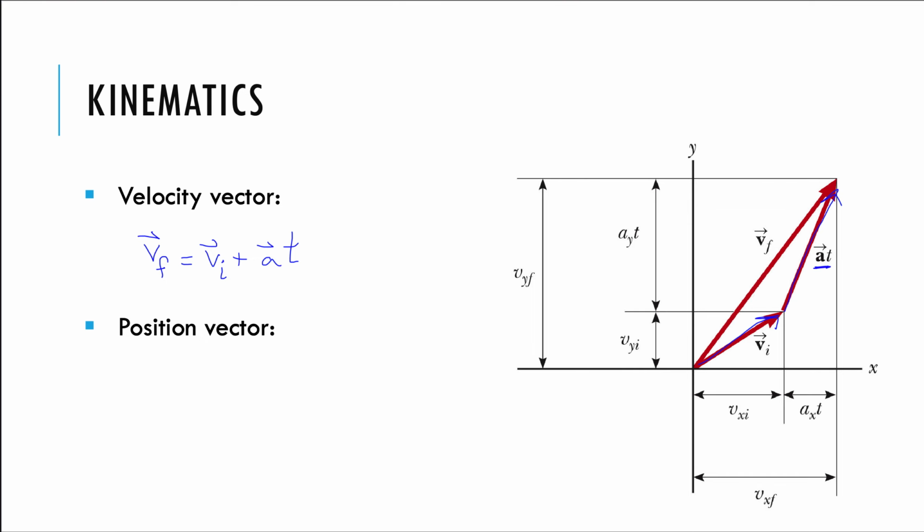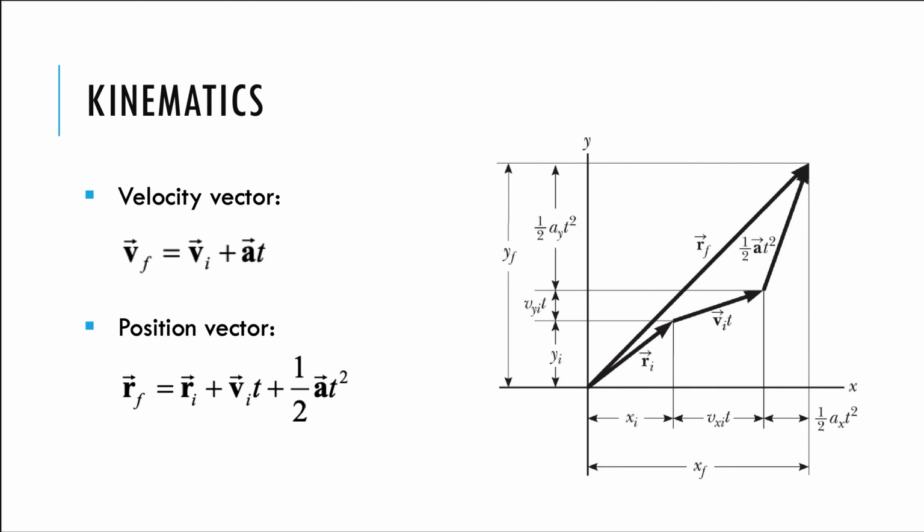And the position vector can be written as follows. This has broken up the rf and the ri. If you want to write it the way that we wrote the kinematic equations in one dimension, it would just be delta r equals v initial t plus 1/2 at squared. And once again, we have a graphical representation of this equation.